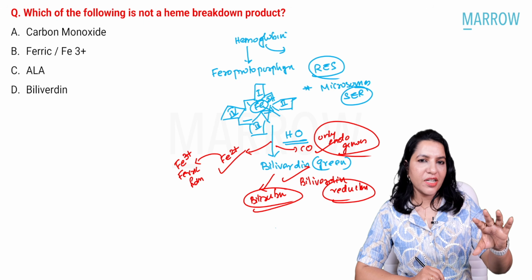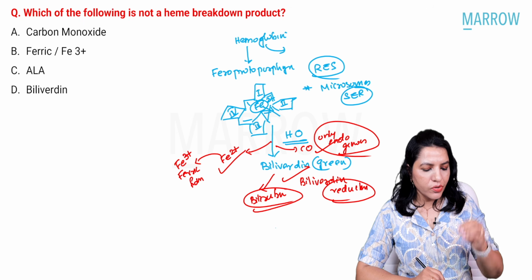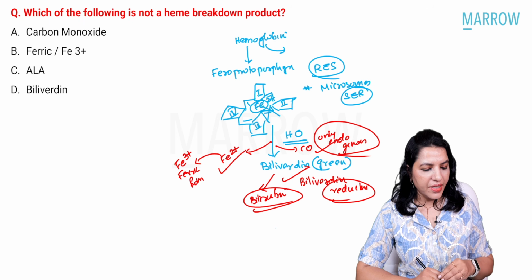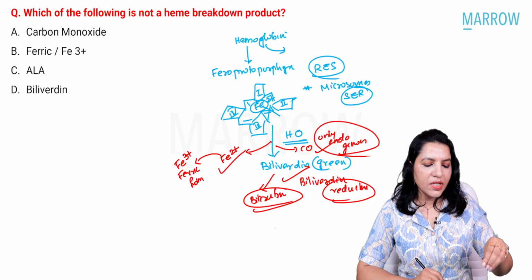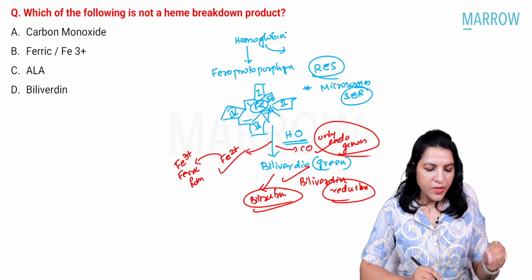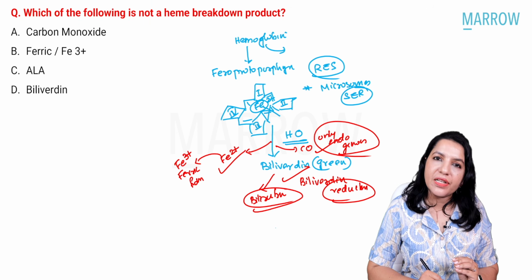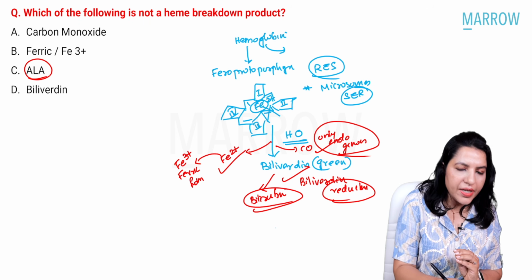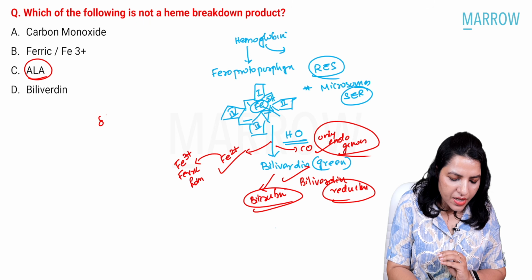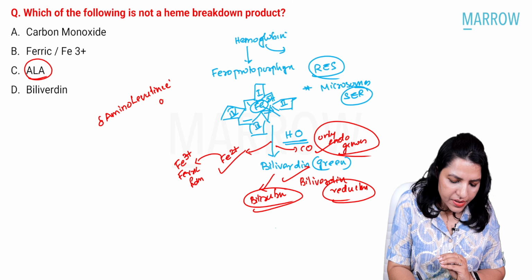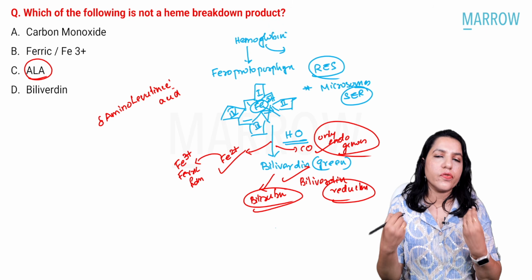So, all this heme catabolism I have described in the video, so I don't want to describe it here again and again. What we have seen is that carbon monoxide is a product, then ferric iron is a product, biliverdin is a product. Then what is this ALA? This ALA is delta aminolevulinic acid. What is the source of this ALA?